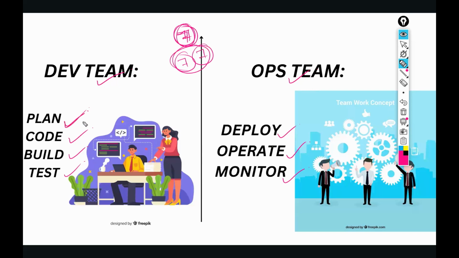Development team, what will they do? They plan, code, build, and test. Operational team, what will they do? Deploy, operate, and then monitor. So in total we have 7 stages.